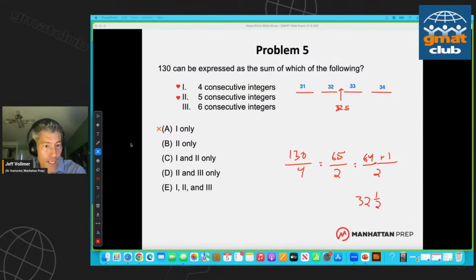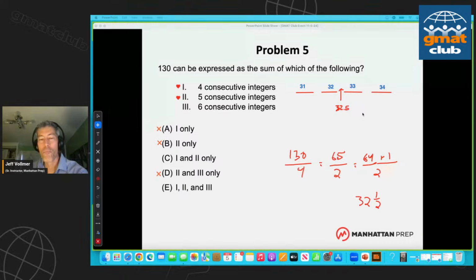That's going to allow me to knock out answer B. Sorry for those of you who picked answer B and answer D, because I need Roman numeral 1 to be present. And so now I got to see if Roman numeral 3 works. Can 130 be expressed as the sum of 6 consecutive integers? Well, I would recommend either trying to dash this out, give 6 dashes, and see if you can find the 6 numbers that add up to 130.